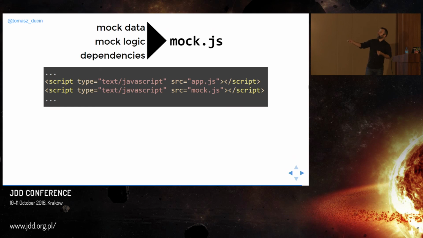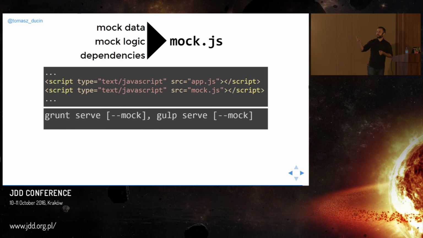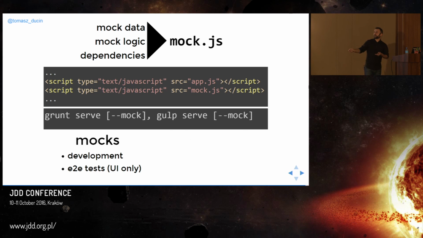So we've got the app.js, we've got the mock.js. The last thing we do, whatever kind of automation tool we're using, is create a new flag that is --mock. If you want to create all this mock job or not, right? If we want to create mocks, we will use it for sure in development, and we might want to use it if we want to do end-to-end tests, but just only the user interface behavior.